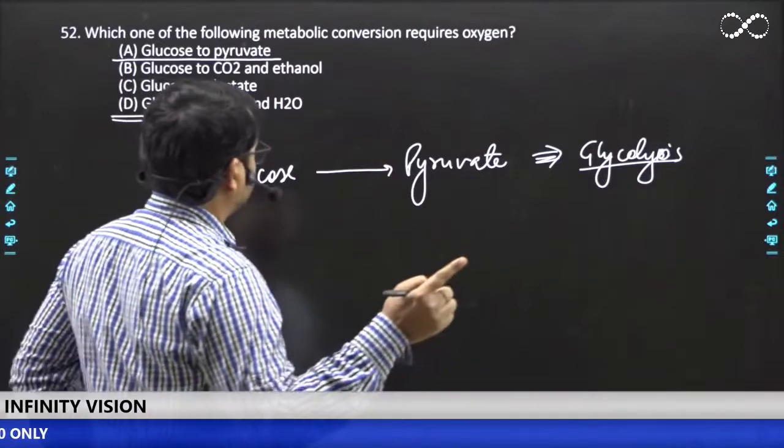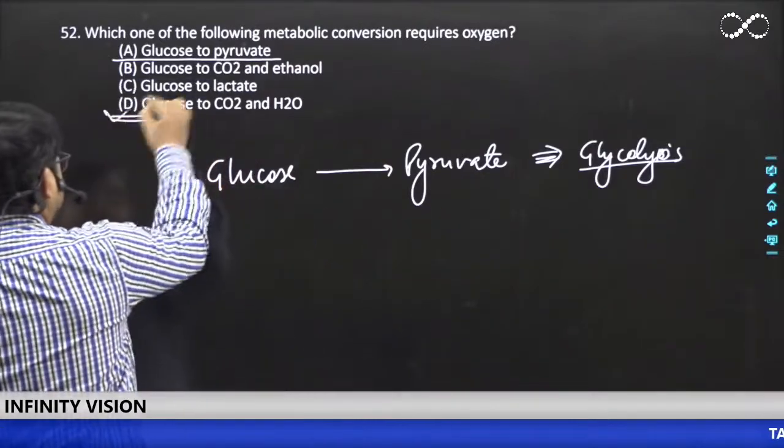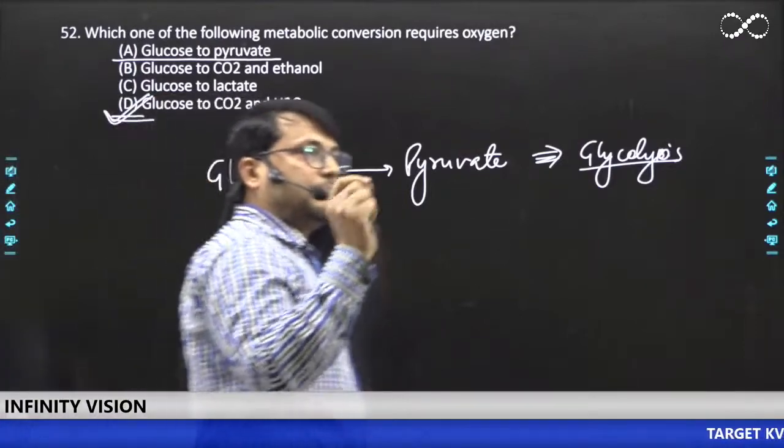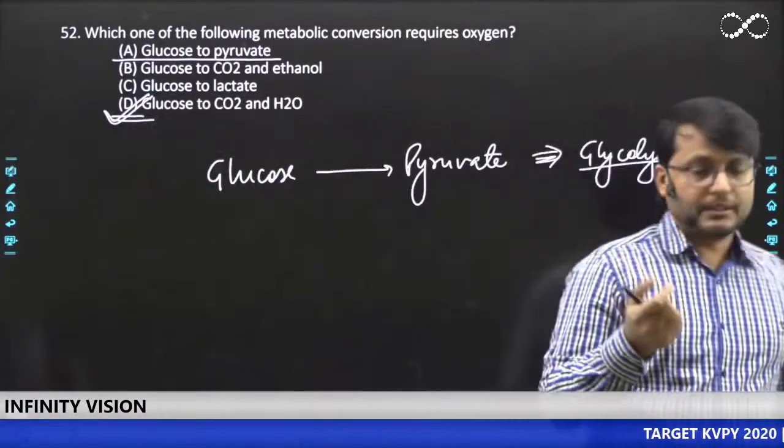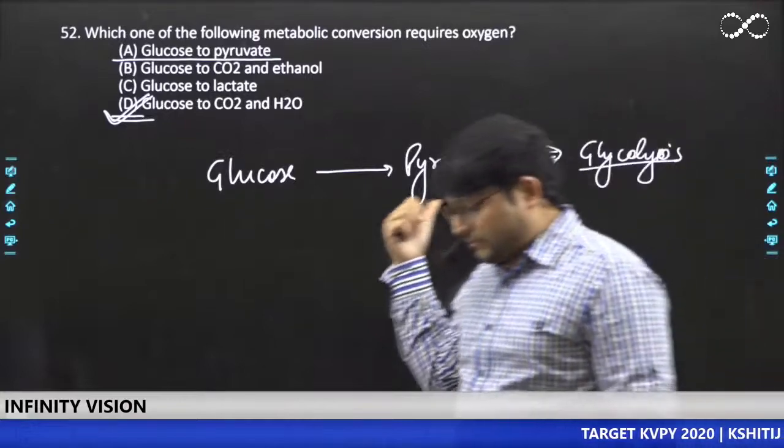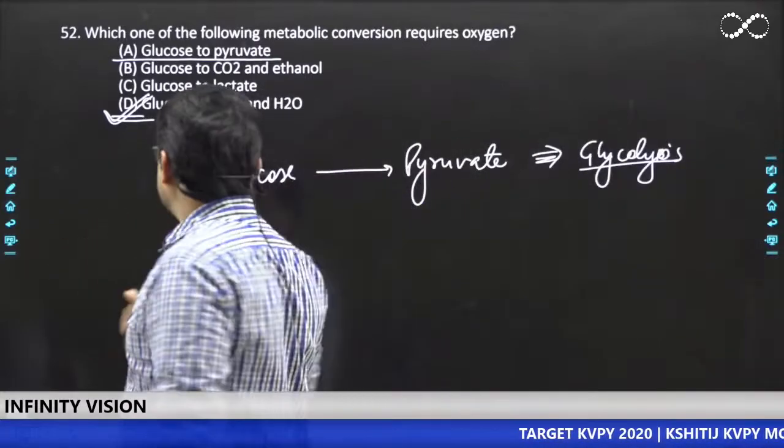Okay, so the correct option is D, that is correct, right? And what you all have said is absolutely right, correct? So glucose to pyruvate is glycolysis, and that is an anaerobic step. उसमें कुछ नहीं होता है.